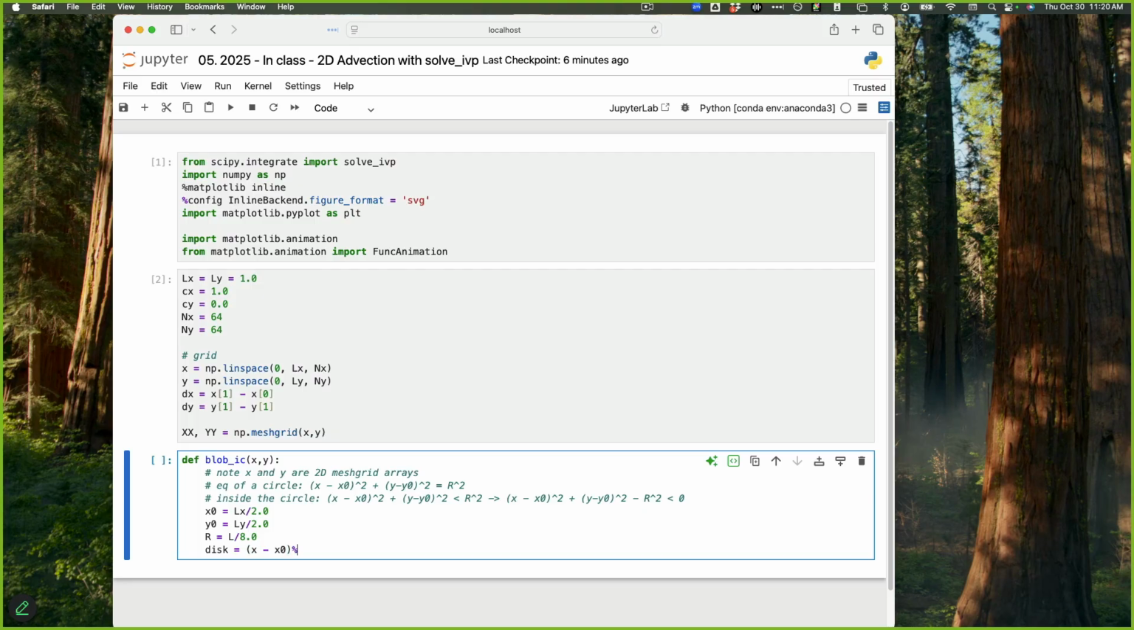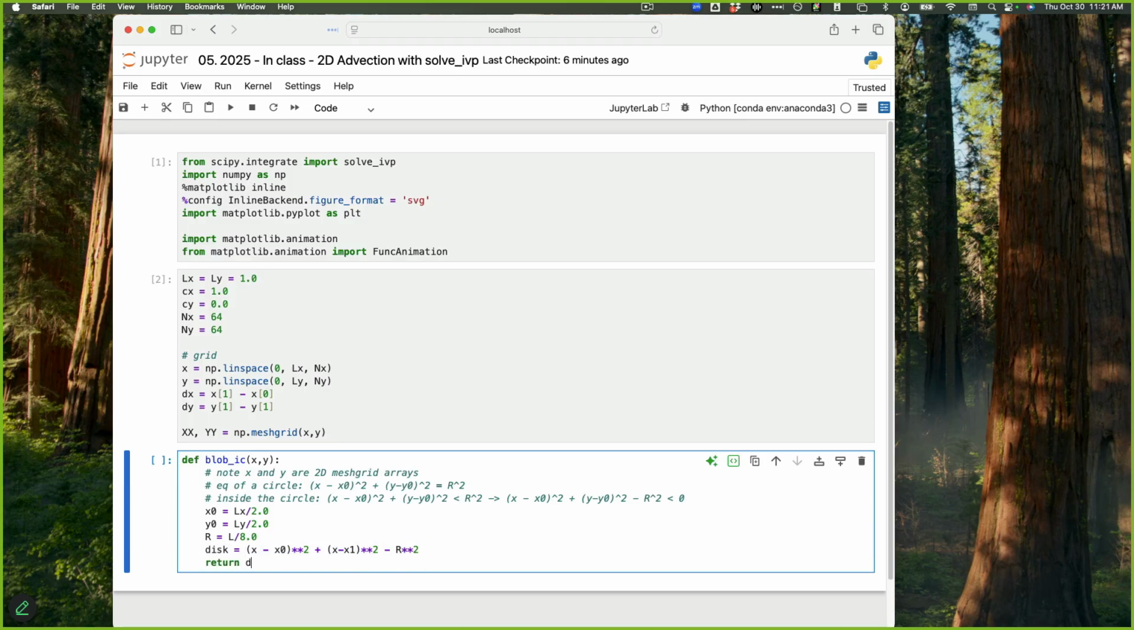Python is so incredibly easy to use that it's almost like magic. Look what I'm writing here: x minus x0 squared, minus r squared. What is this going to do? This is going to create a two-dimensional array with values at each one of those grid points in blue. And those values are going to be either negative or positive. Do you want me to prove that to you? I'm going to prove that to you.